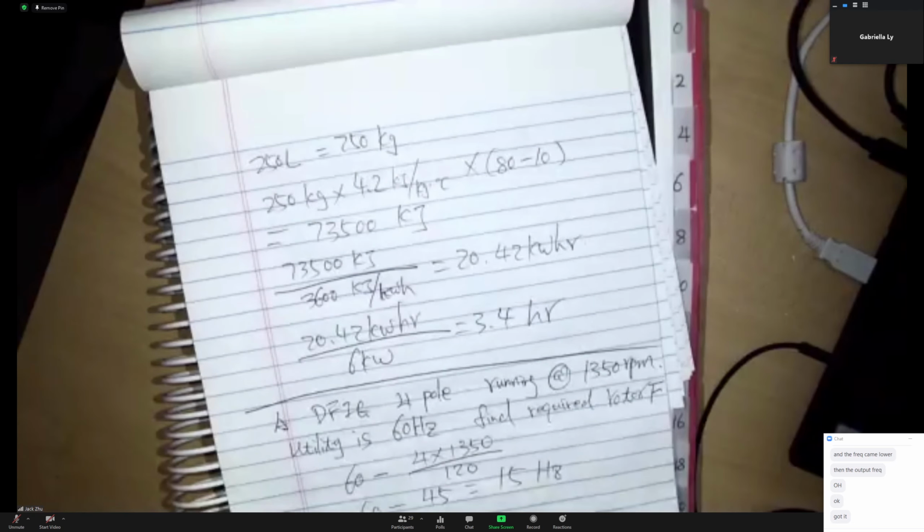It's not related to power. It's only related to this frequency.